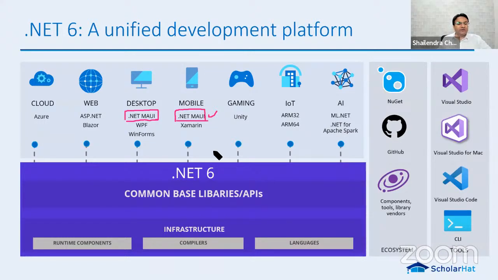So when it comes to building web applications, cloud-based applications, desktop applications, games, IoT-based applications, and machine learning using ML.NET and Apache Spark, these are the things we have. And these are the tools available: Visual Studio for Windows, Visual Studio for Mac, Visual Studio Code, and the .NET CLI.